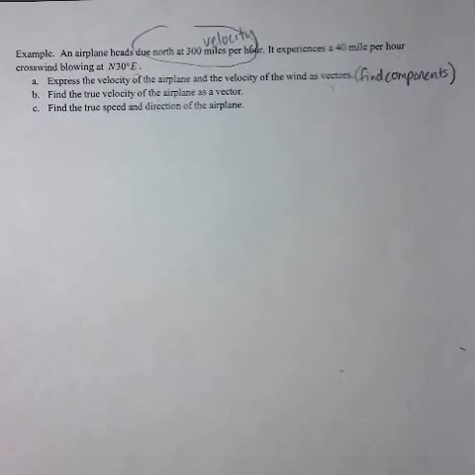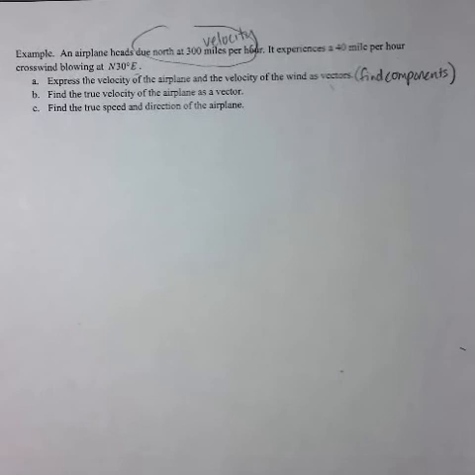So what does that mean for part B? Well, the plane is set to go due north, and it's set at 300 miles per hour. The wind is going to knock it off course. So the true velocity, the speed is going to be a little different, and the direction is going to be a little different. So in part B, we're going to express that as a vector, and then in part C, we're actually going to find the speed and the direction, in terms of the magnitude, find the magnitude of the vector and the angle of the vector, theta. Okay, so let's go ahead and do all this.